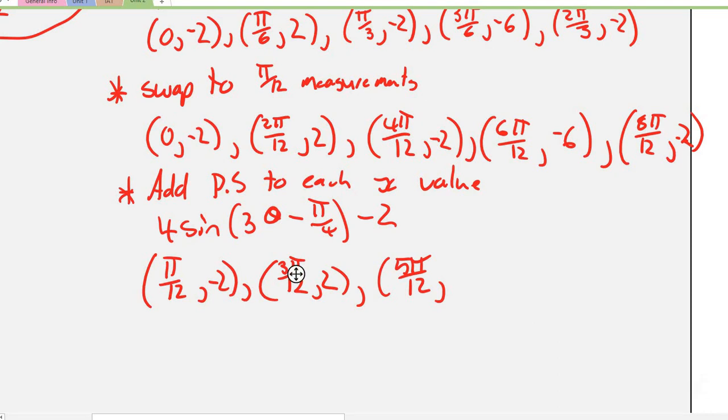You learn to love fractions with pi on them. You're going to get used to them, I hope.